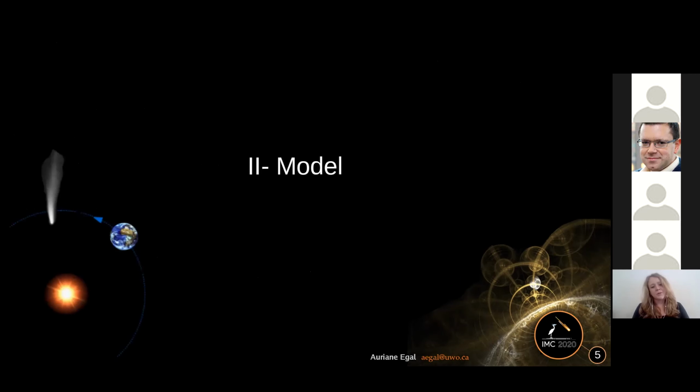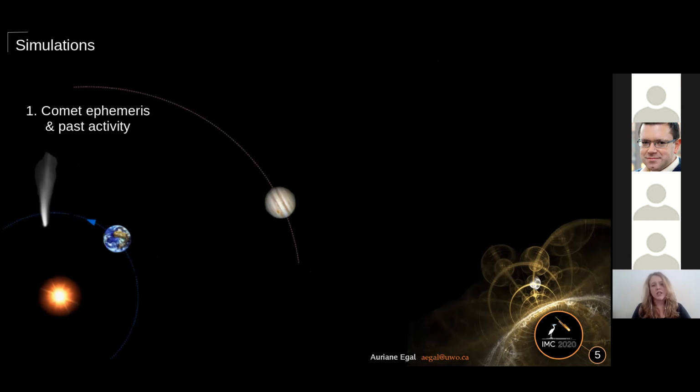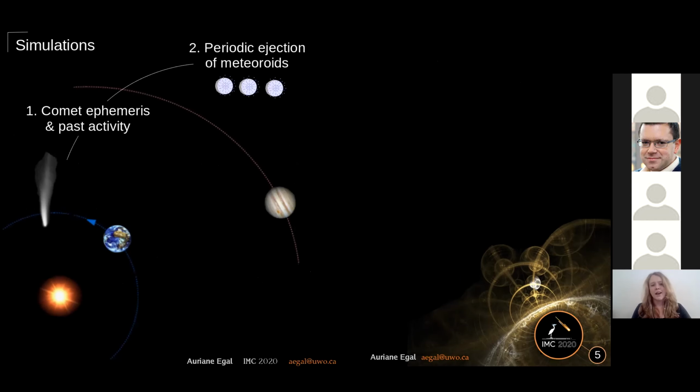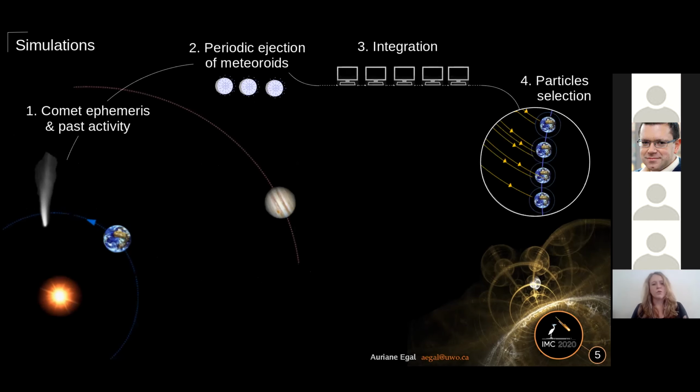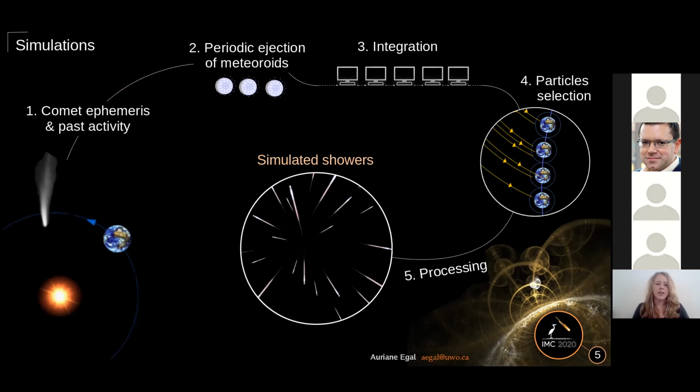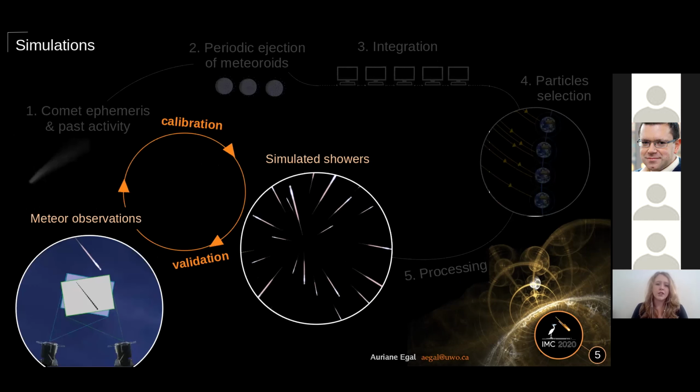To do that, we adopted a very common methodology in meteor shower modeling. First, we reproduce the comet's past activity and ephemeris. Then we eject thousands of simulated particles at each apparition of the comet. We integrate them, and we select the meteoroids that are assumed to collide with Earth. And after some waiting and processing, we finally obtain our simulated meteor shower. The core of our approach is really to calibrate and validate our simulations on decades of meteor observations.